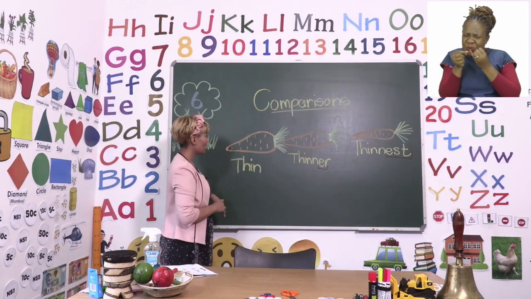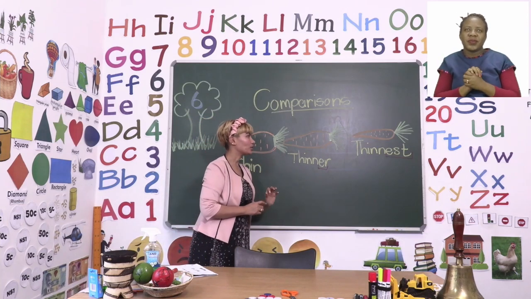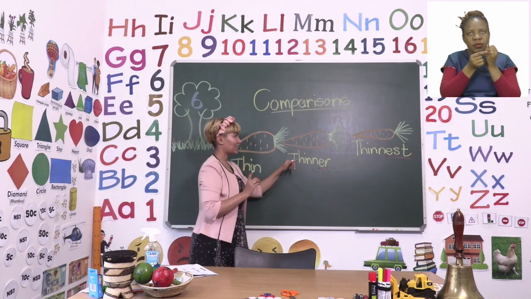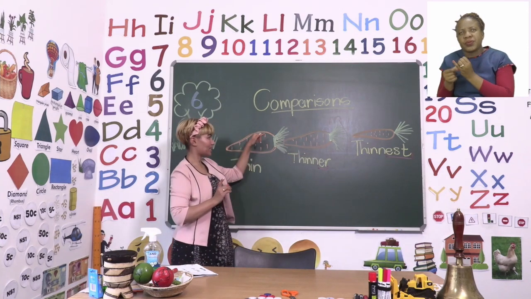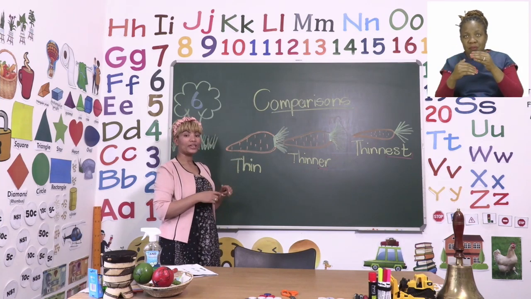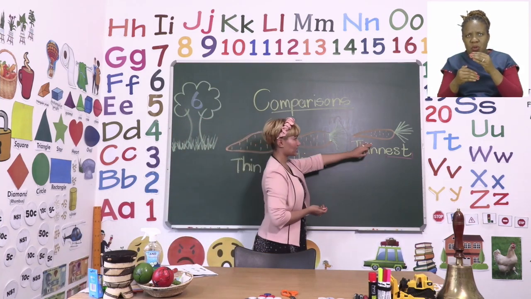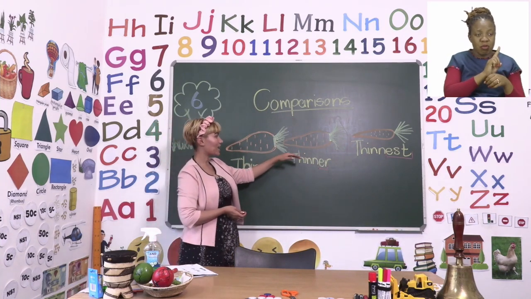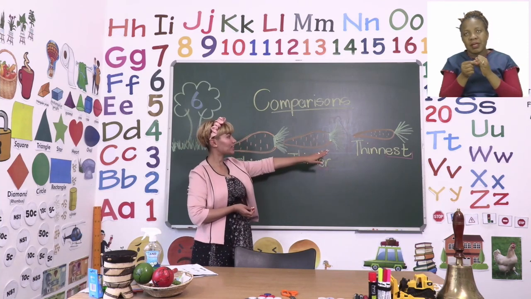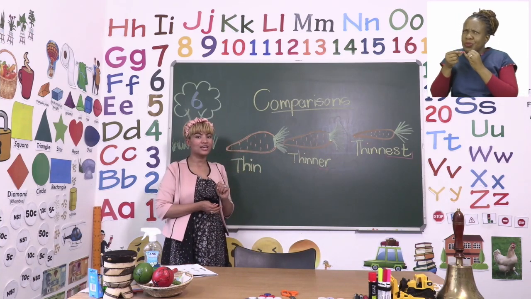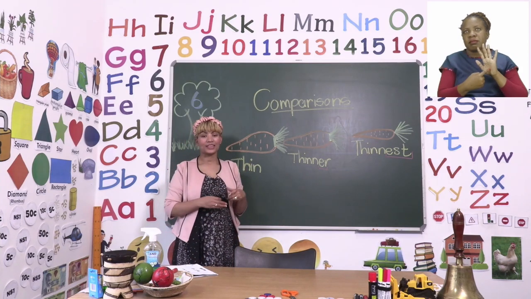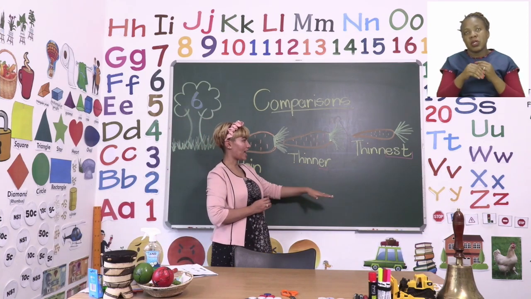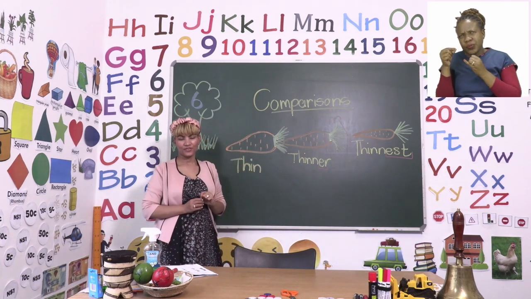So here everyone, you can now look at the picture and you can see this carrot is thin, but this one is thinner than this one. But if you look at the third carrot, then you can see compared to the first and the second one, the third carrot is the thinnest. And this is your comparison. Thin, thinner, and thinnest. Right.